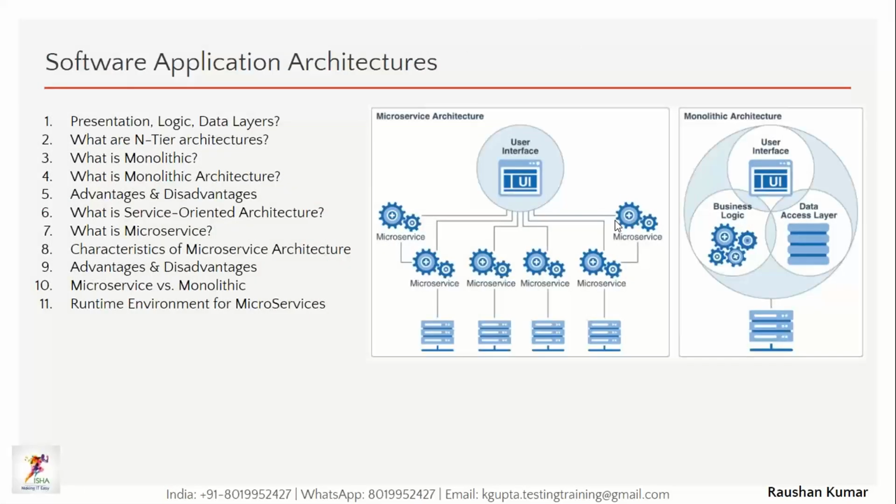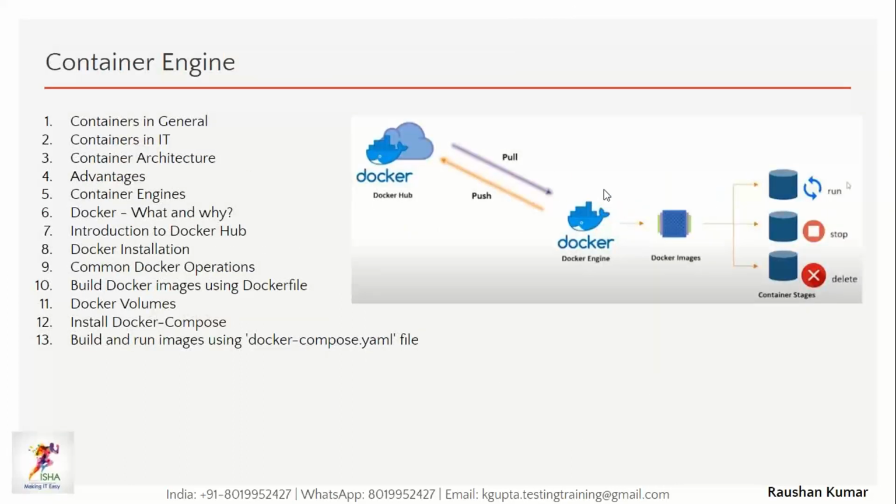After that, we're going to talk about software application architectures. What is microservices? What is a monolith application? What are the differences? Why are we talking about microservices, and how are they different from a monolith application? And then we'll talk about where we host these microservices. That brings our next topic, the container engine, because we need to create containers to host these microservices. We'll understand how we create containers.